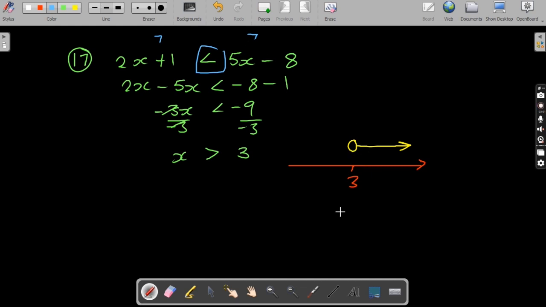But any other number which is greater than 3, let's say 4 or any number which is greater than 3. Let's use 4. It's a simple example. So using 4, substituting 4 there, we have 8 plus 1. This will now be 9. Substituting 4 there, that's 20 minus 8, that is 12. And 9 is indeed less than 12. So that solves this inequality.